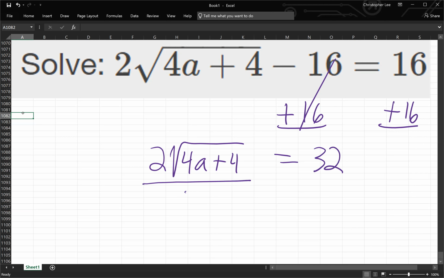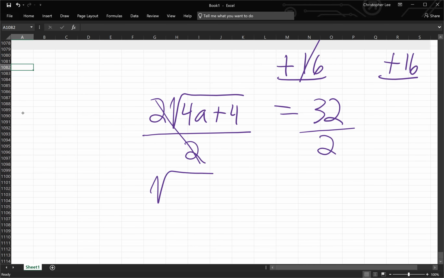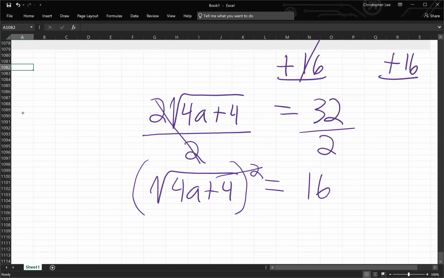Now I want to divide by 2 to get the radical by itself. But what I do to one side, I have to do to the other, right? So now I have square root 4a plus 4 is equal to, what's this, 16, right? Now to get rid of the radical, I'm going to square it. But what I do to one side of the equation, I do to the other side of the equation, right? So I'm going to square this.